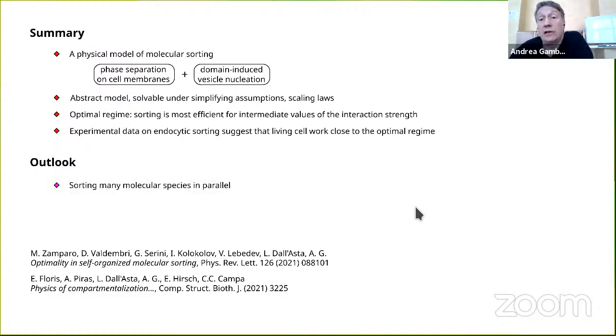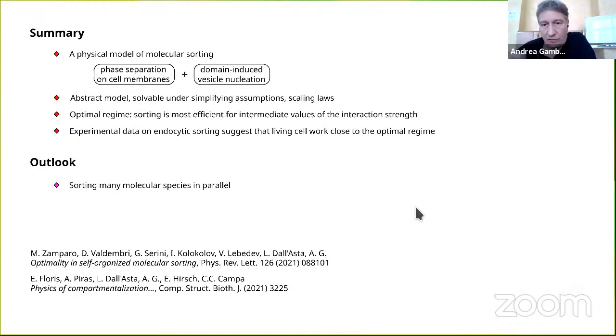And in the future, of course, we are going to try to extend this kind of investigation, looking at what happens if, for instance, you sort many molecular species in parallel, since this process can be performed for many molecular species in parallel, and probably hundreds of molecular species. So this opens up the idea that the cell is actually a big molecular distiller, which is distilling many molecular species all of the time.